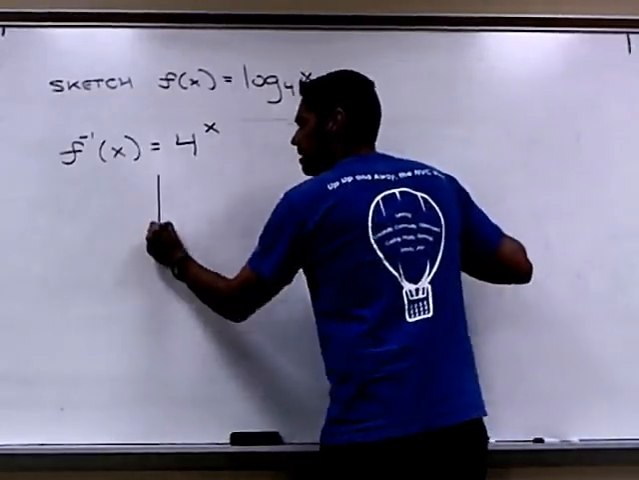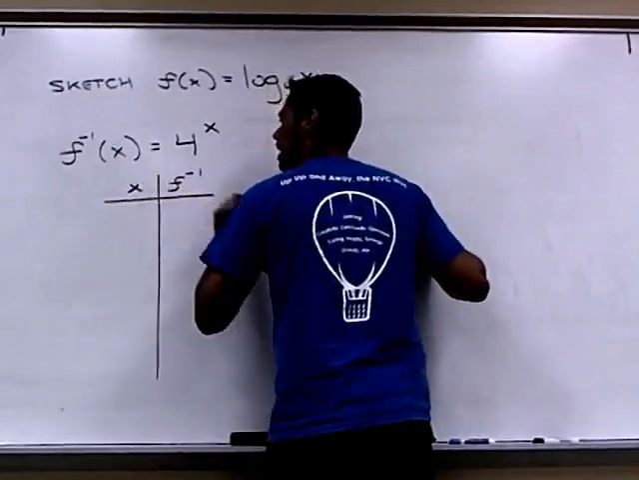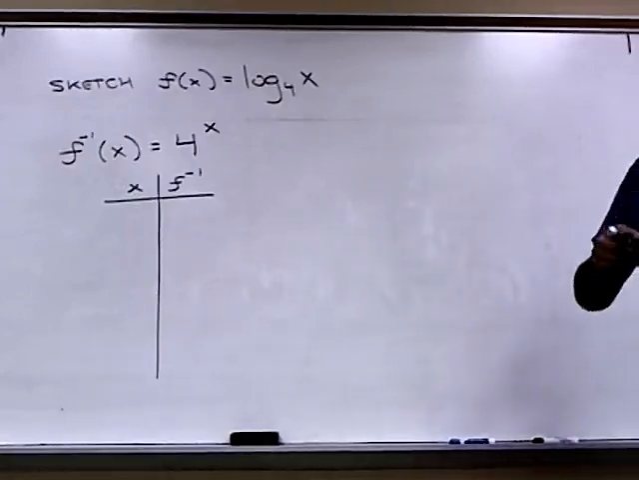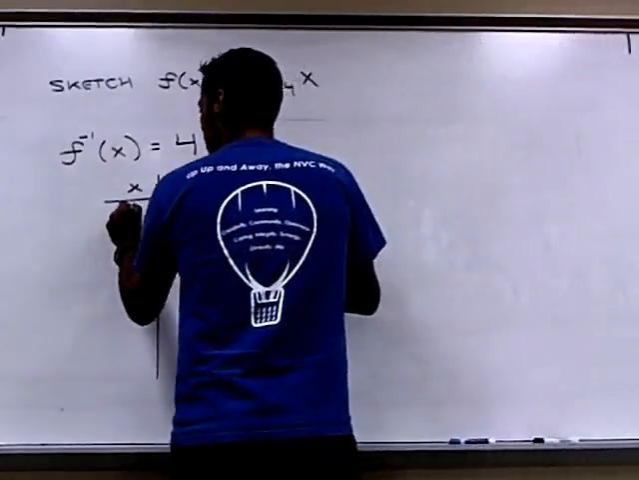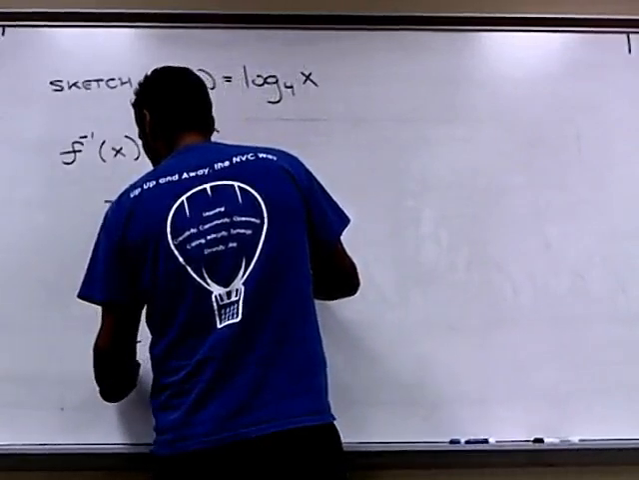And can I make a t-table for that function? Can you make a t-table for that? What were the numbers that I said you should plug in when graphing exponential functions? I said we'd always use the same ones. 0, 1, 2, 3, negative 1, negative 2, negative 3. So that's what I'm going to do here. 0, 1, 2, 3, negative 1, negative 2, negative 3.